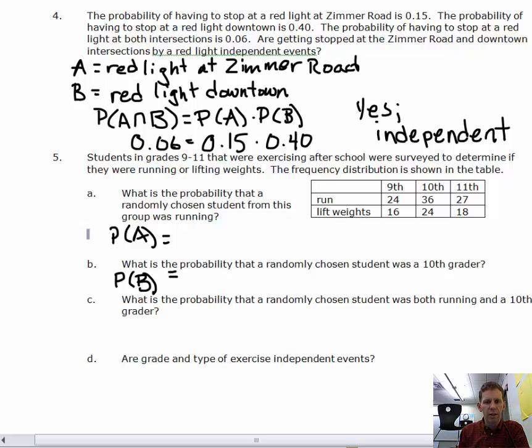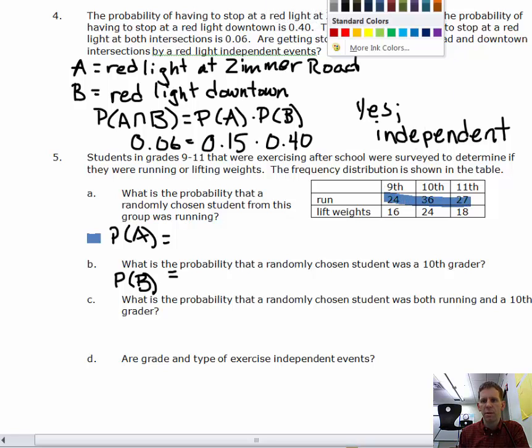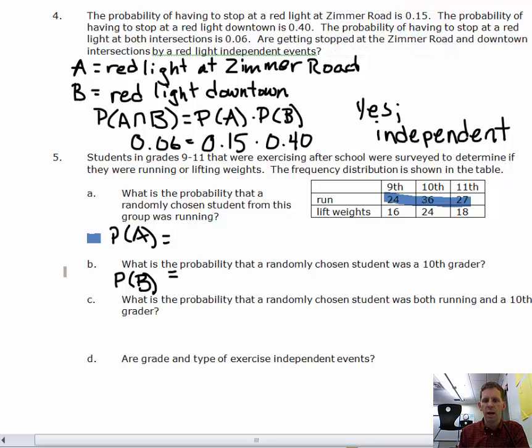I'm going to again highlight the probability of event A in blue on the diagram. Probability a randomly chosen student from this group was running, we're dealing with these athletes right here. And for event B, the probability that a randomly chosen student was a 10th grader, I'm going to highlight that again in orange, and I'm going to highlight the orange entries as being the 10th graders here. And you'll notice we do have some overlap.